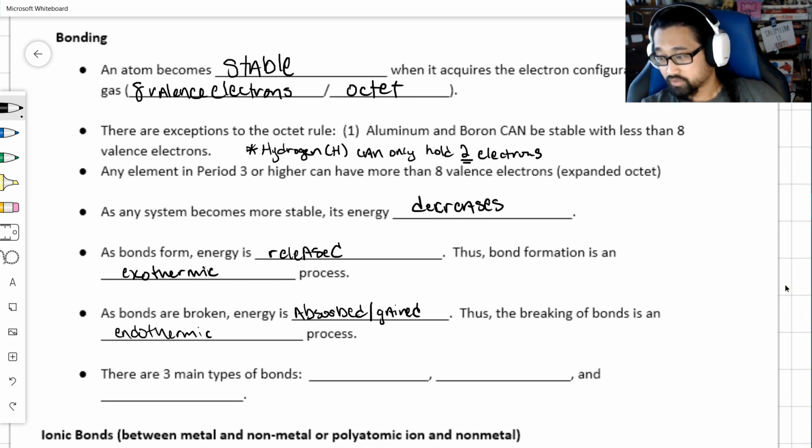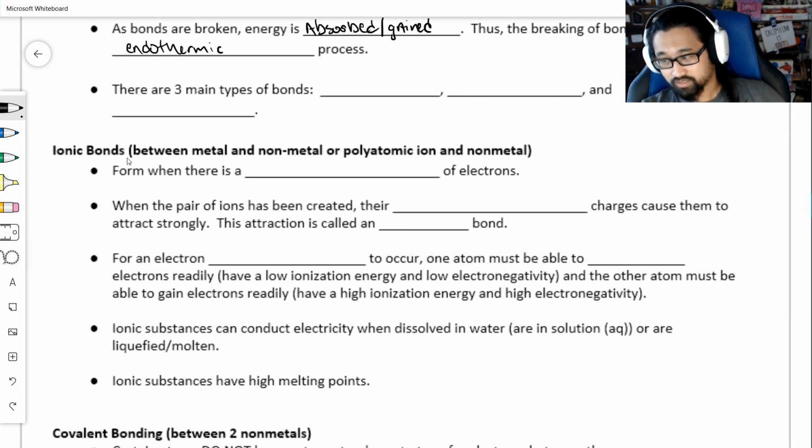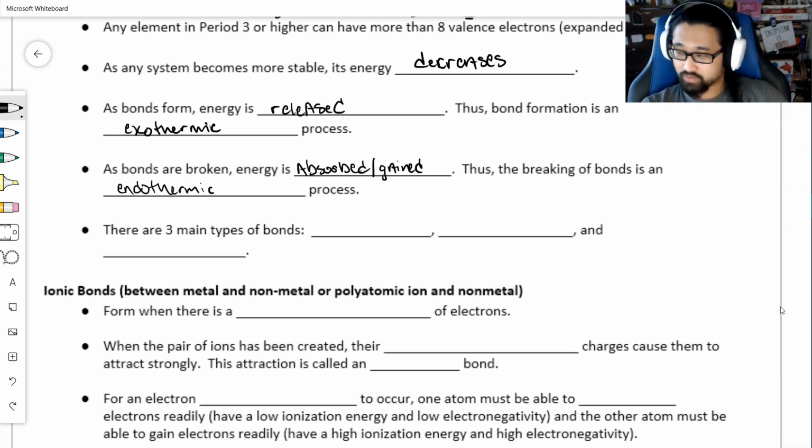Now, there are three main types of bonds, and if you look further on the sheet, you'll see that ionic bonds and covalent bonds are two of them. Those are the bigger two, ionic and covalent, and those are also our two types of compounds. But there's a third. It's metallic bonding.